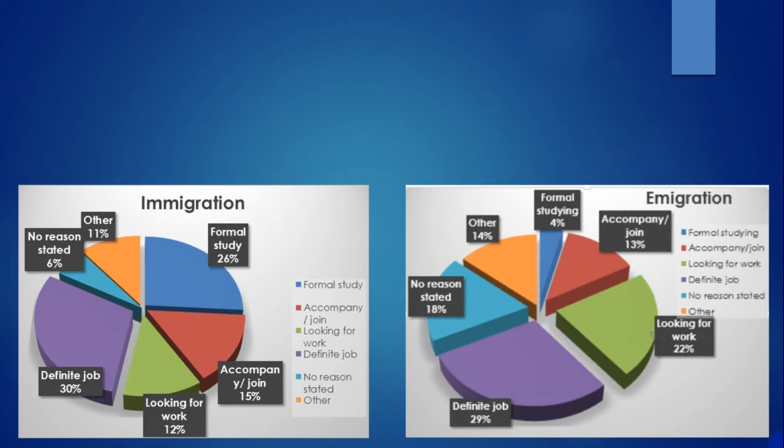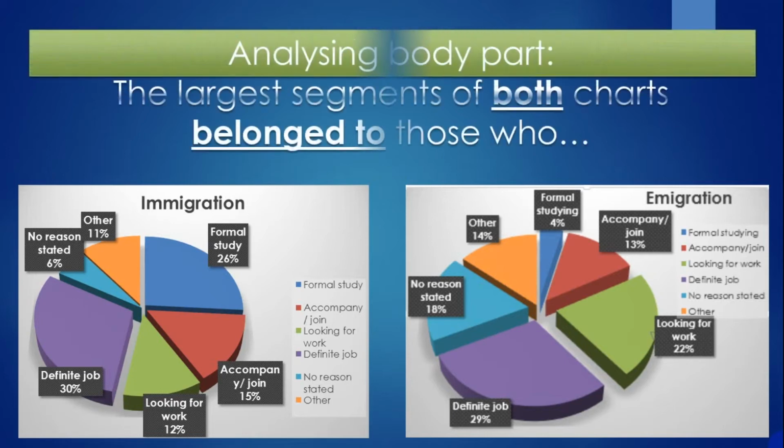Thus, the first sentence has started by giving data on the biggest percentages. And I have used the following sentence structure. The largest segments of both charts belong to those who. For proving the fact is, for the 2 charts at the same time, the words both and belong to have been used.